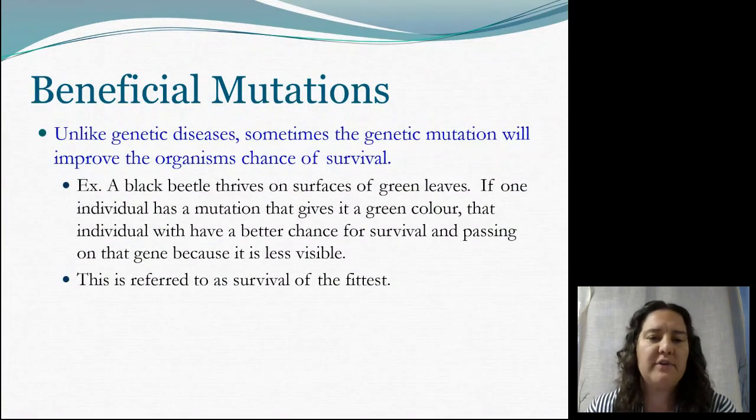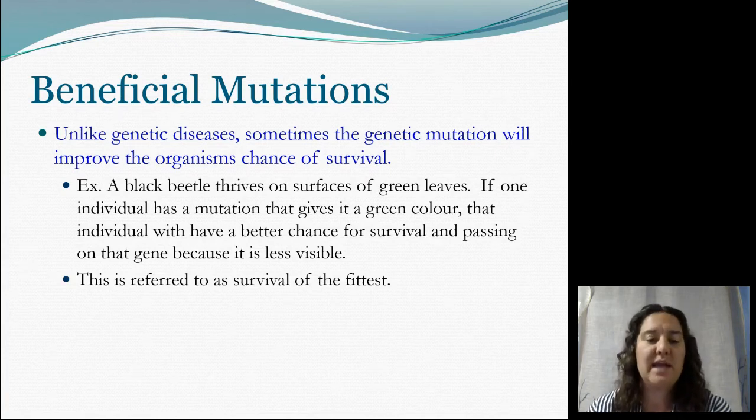Occasionally, there are some beneficial mutations, which then are going to allow the organism to have a better chance of survival. So if there's a black beetle that thrives on the surface of green leaves in the forest, if one individual has a mutation that gives it a greenish color, it's going to be more likely to survive and pass its genetics on to the future generation because it's less visible. For humans, one of the things that we developed as a mutation that was beneficial is the ability to digest lactose in milk because it gave us another food source.